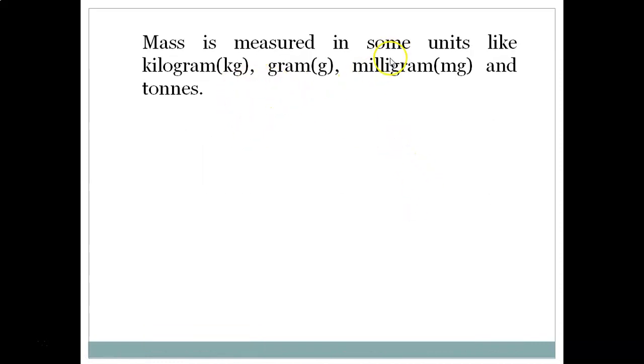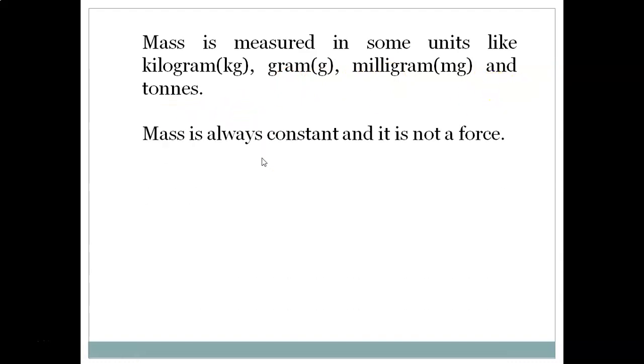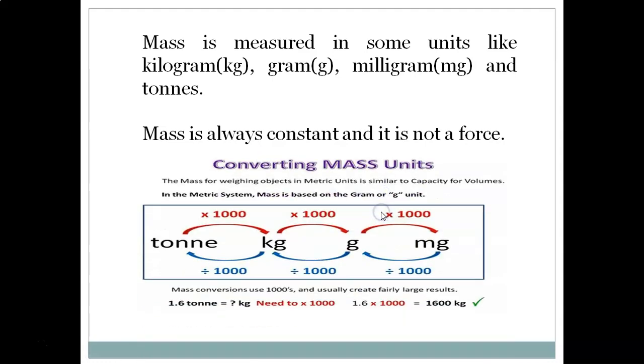Mass is measured in units like kilogram, gram, milligram, and tons. Mass is always constant, and it is not a force. Here, as you can see, converting mass units: to find 1.6 tons in kilograms, you multiply 1.6 tons by 1000, so you get 1600 kilograms.